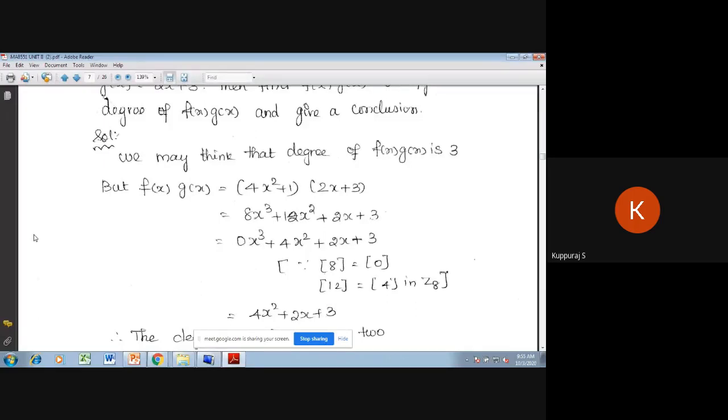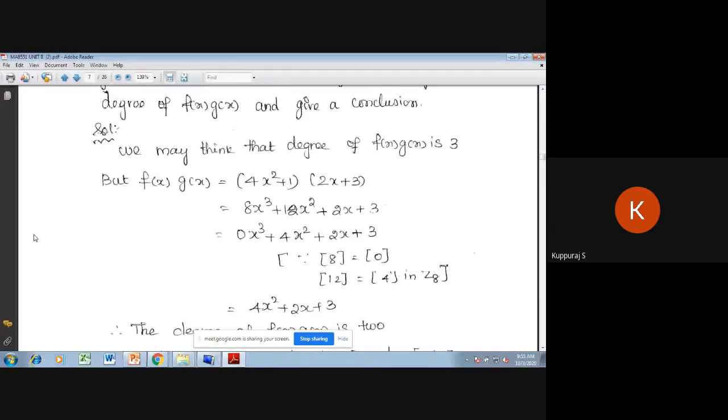So here the degree of f(x) g(x) is 2. The highest power of x is 2. Therefore, the degree of f(x) g(x) is 2. Then the leading coefficient of f(x) g(x) is 4.